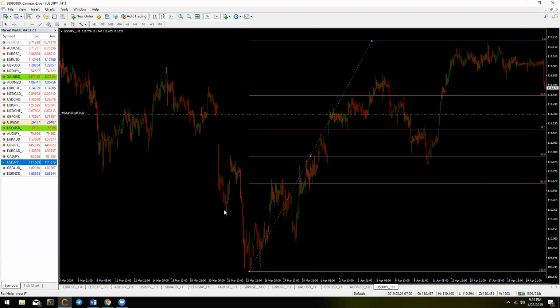I'm going to USD JPY, and I'm on the harmonic scanner. I'm going to go to the pitchfork, go to retracement, and you said start from the bottom. I'm going to go to 1 hour.